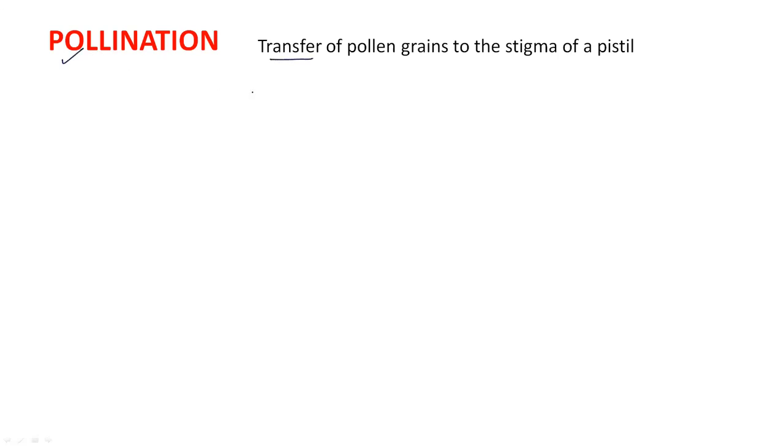Simply, the transfer of pollen grains to the stigma of a pistil. Means if this is a flower, and these are the male part and the female part. So if this is one flower, and the anthers from this flower transfer to the female part, that is the stigma. So the pollen is transferred from the male part to the female part, and that is known as pollination. So what kinds of pollination do we have?